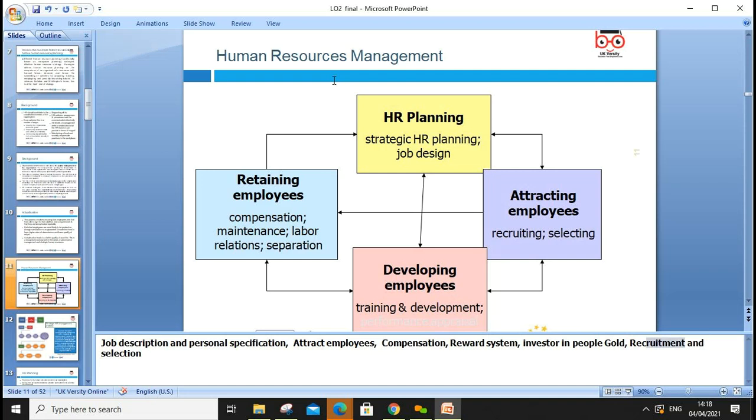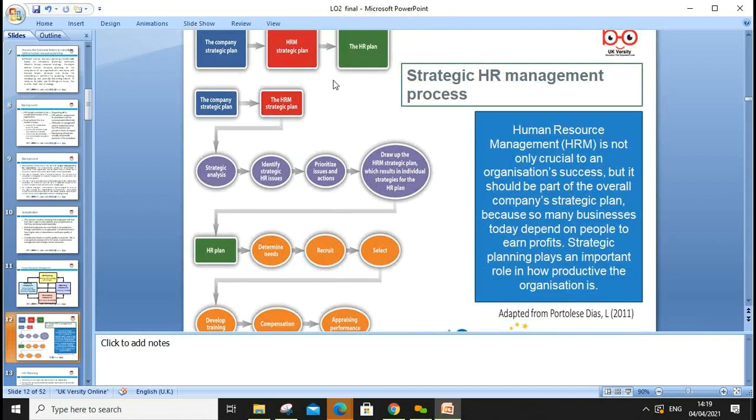Recruitment starts with the job advertising, job description, and selection is the actual process of selection. Like interviews, different tests, selection criteria. So that is crucial. We need to look around as well. Training and development, retaining employees, compensation, maintenance, labor relations, separations: these are crucial elements in the planning process.